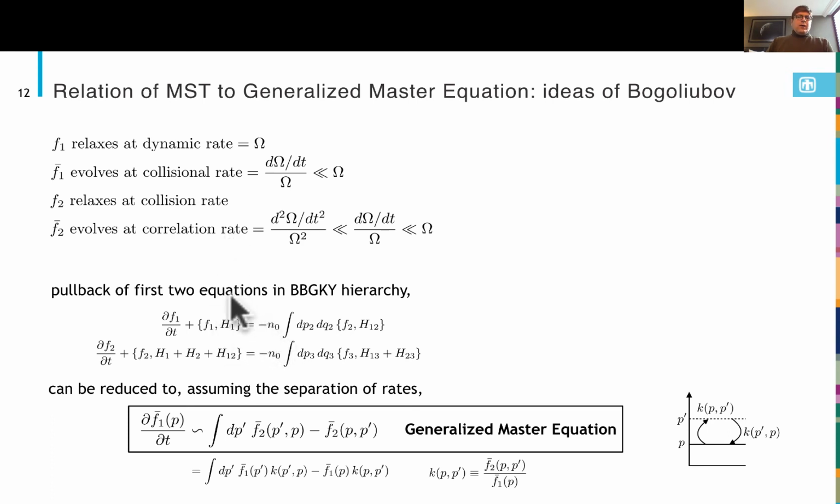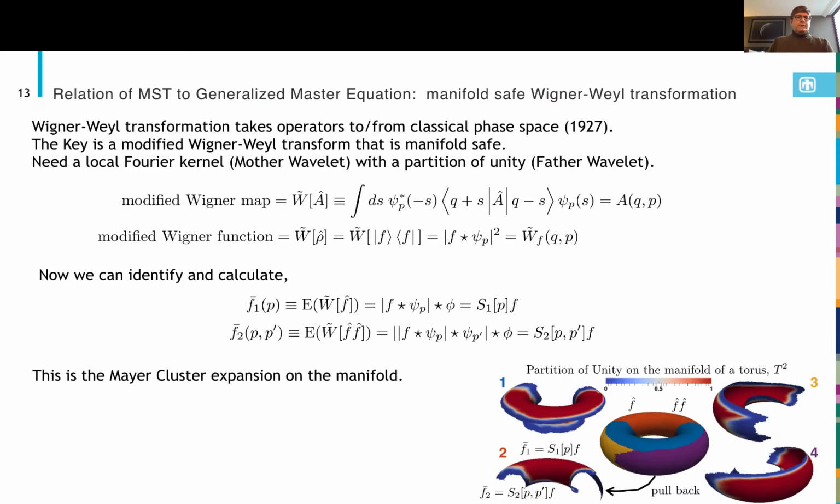And that now, underneath the separation of these rates, we can reduce these equations both to a Boltzmann form but also to a generalized master equation, where the evolution of the one-particle distribution function is nothing more than the gain from the two-particle distribution function minus the loss out of the two-particle distribution function, as we've seen before. But now, what are the pullbacks of these F1 and F2s on a manifold?